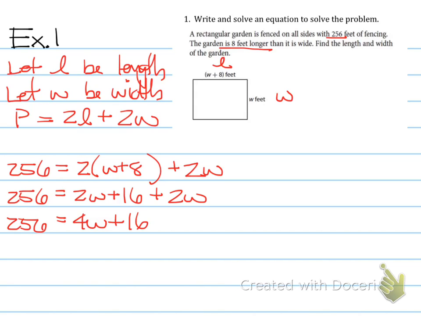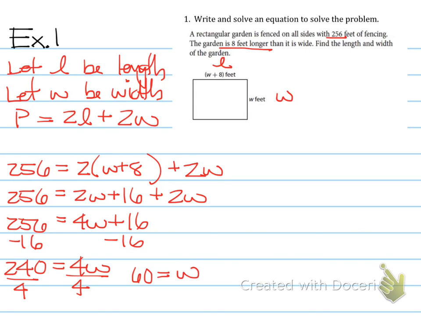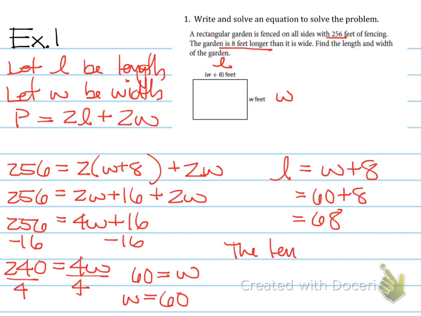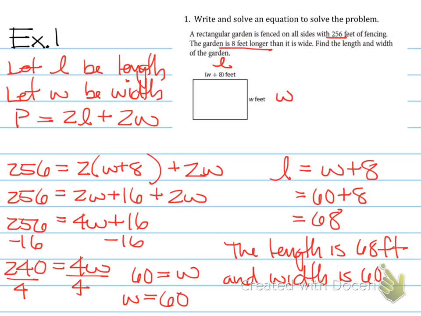Then we want to isolate the term with our variable in it by subtracting 16 from both sides. That'll give us 240 equals 4W. Divide both sides by 4, and we get W equals 60. All right, so our W represents the width, so the width is 60, and the length is 60 plus 8, or 68. Again, the expression for the length was W plus 8. We just solved for W, so we got 60 plus 8 for the length. All right, so the length is 68 feet, and the width is 60 feet.